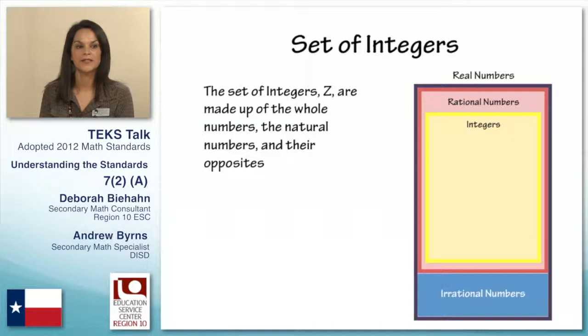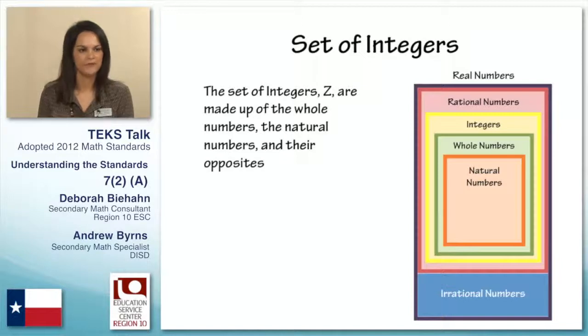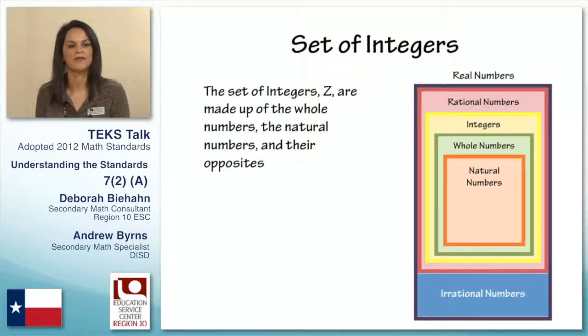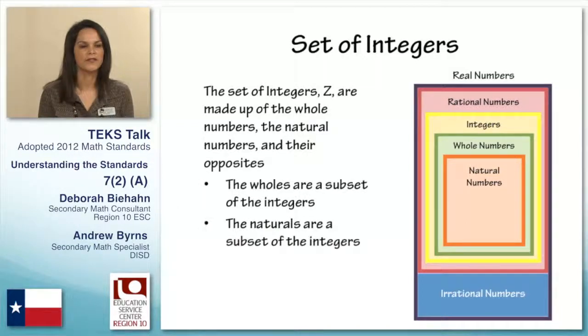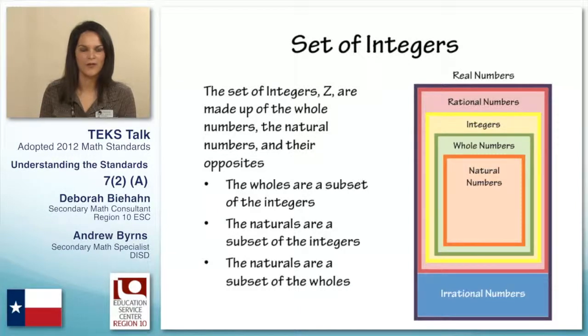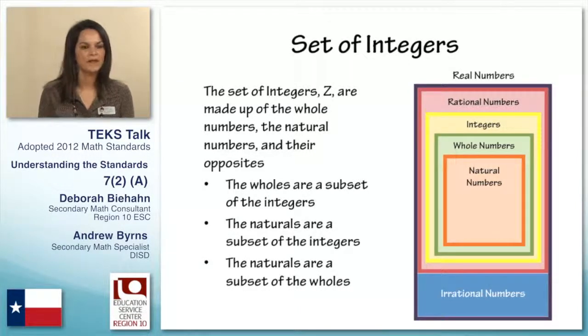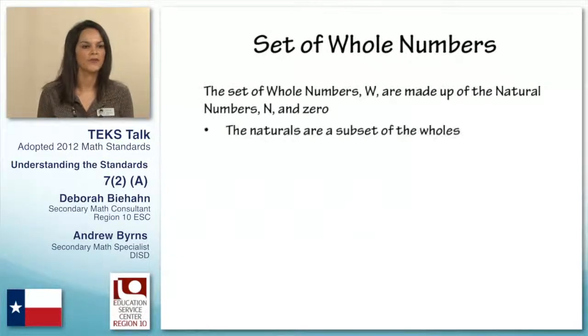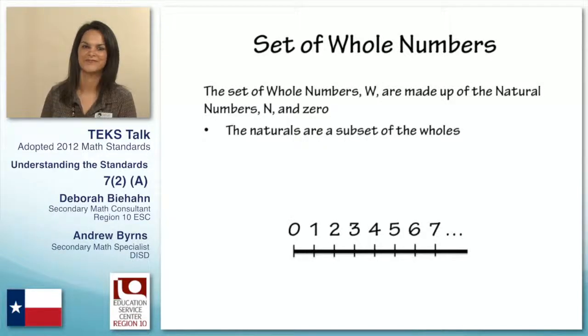The whole numbers are a subset of the integers. They include the counting numbers and 0. The natural numbers are a subset of the integers. They are the counting numbers, 1, 2, 3 to infinity. The naturals are a subset of the wholes also. The set of whole numbers are made up of the natural numbers and 0.